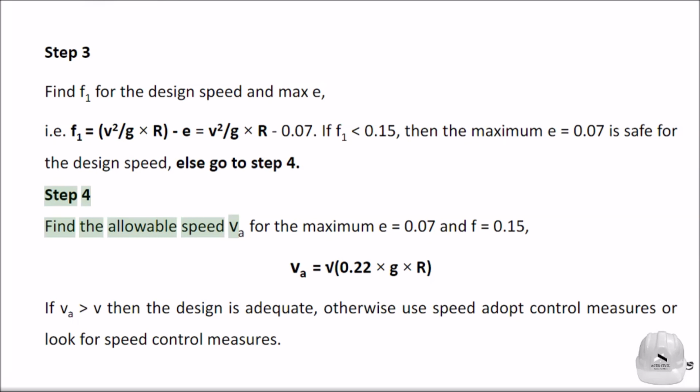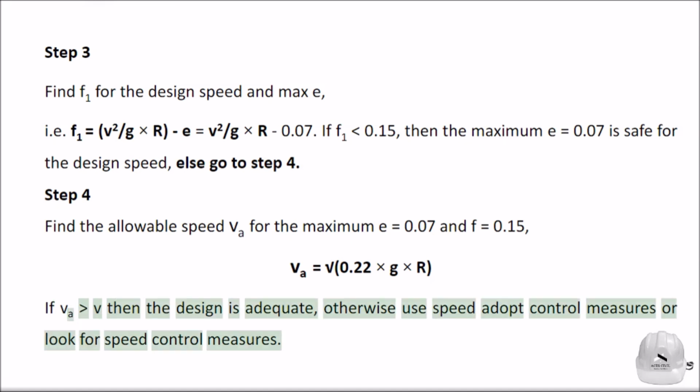Step 4. Find the allowable speed Va for the maximum e equals 0.07 and f equals 0.15. Va equals the square root of 0.22 times g times R. If V is less than or equal to Va, then the design is adequate, otherwise adopt speed control measures or look for speed control measures.